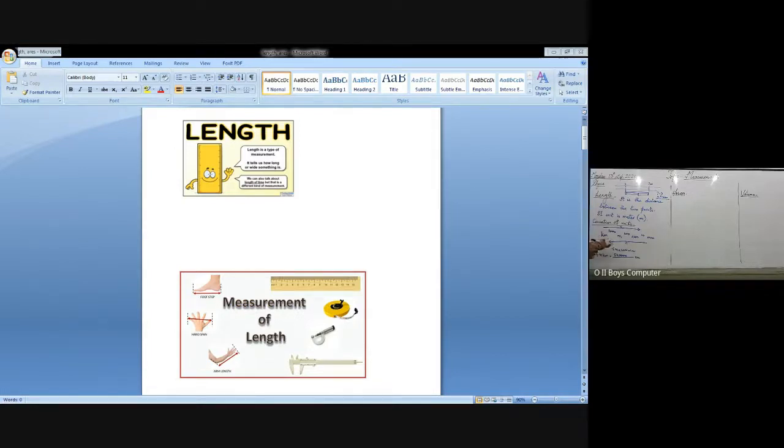So that was the length, and length has as a unit in meters. Some smaller units and bigger units are also used to measure the lengths. That's all. And now we are moving towards the area.